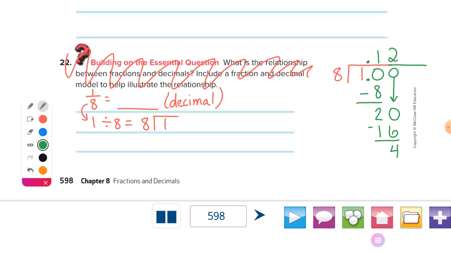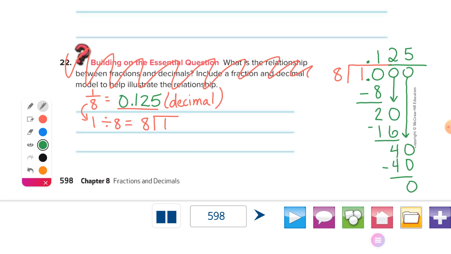Addie? I drop another 0. How many zeros can we add? As many as we need. So I'm going to add another 0 and drop it. How many times does 8 go into 40? 5. Ooh, we finally got to an end point. So now, what is 1/8 as a decimal? Hutley? 0.125.